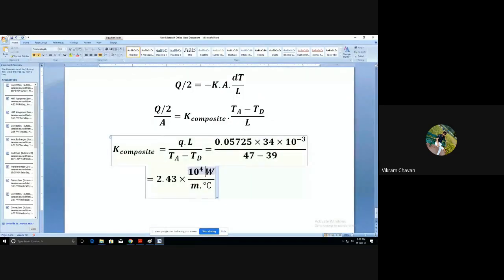This is the right value. Please check once again. Minus 4, right? Yes, sir. Right. Okay. So you'll get 2.43 multiplied by 10 to the power minus 4 watt per meter degree Celsius as K composite.